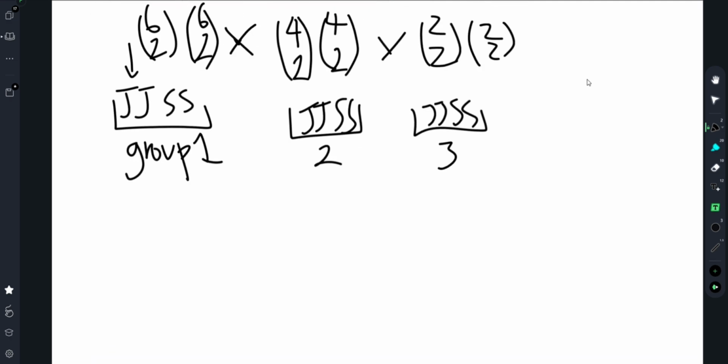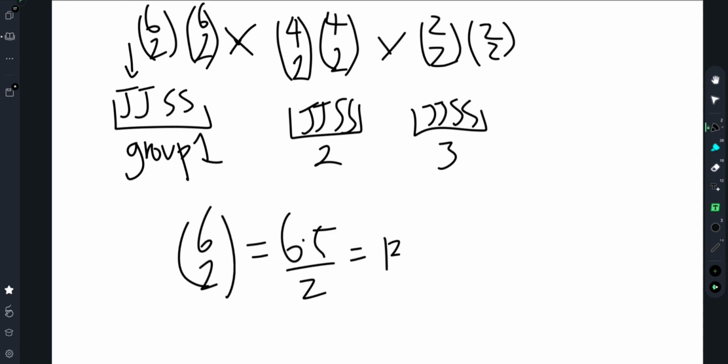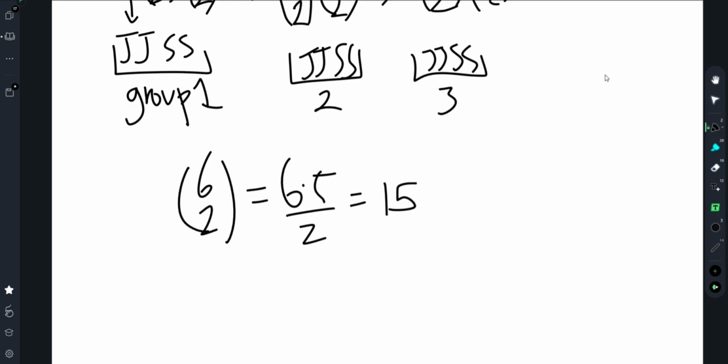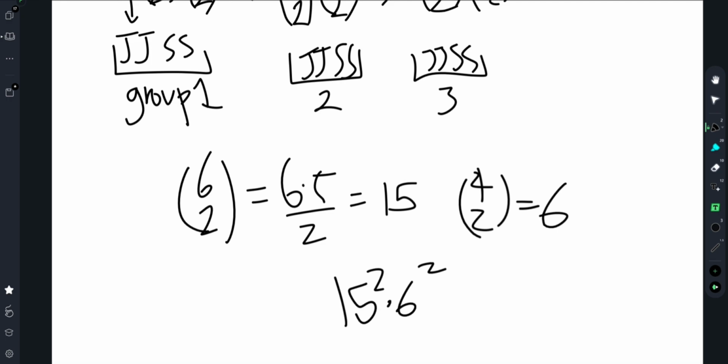So 6 choose 2 is 6 times 5 over 2, which is 15. And 4 choose 2 is 6. So we get 15 squared times 6 squared. 2 choose 2 is 1, so we don't consider that. This is 8100.